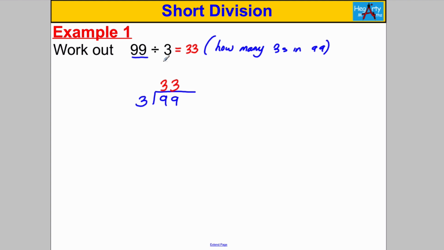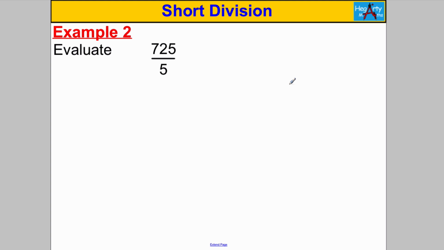And we could obviously check it by doing a multiplication. We could check that 3 multiplied by 33 gives us 99, and indeed it does, so we check by doing the inverse operation. Let's have a go at a slightly harder one. You may want to pause the video if you understand this, otherwise watch me do this.